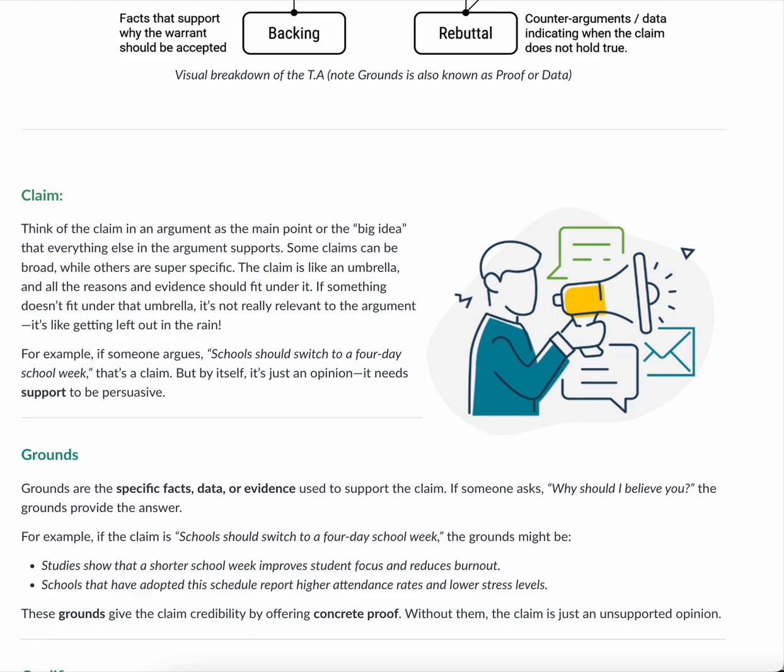Let's go ahead and start with the claim. The claim is the main point of the argument, as we mentioned earlier, the central idea that everything else supports. Think of it as an umbrella, and all the reasoning and evidence should fit under that umbrella. If something doesn't fit, it's not relevant, and it actually ends up weakening your argument. For example, if someone argues, schools should switch to a four-day school week, that's a claim, but by itself, it's just an opinion because it needs support to be persuasive.